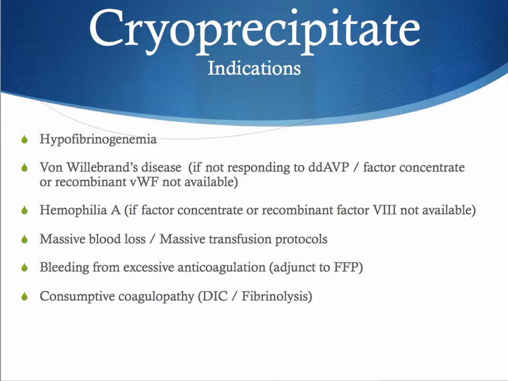You also can consider here activated factor 7, that's an FDA approved use of NovoSeven for severe bleeding due to hemophilia A when no factor concentrate is available. In a massive blood loss situation, there's sure coagulopathy, we're losing whole blood. If we don't supplement whole blood components, it can be a cause of further blood loss.